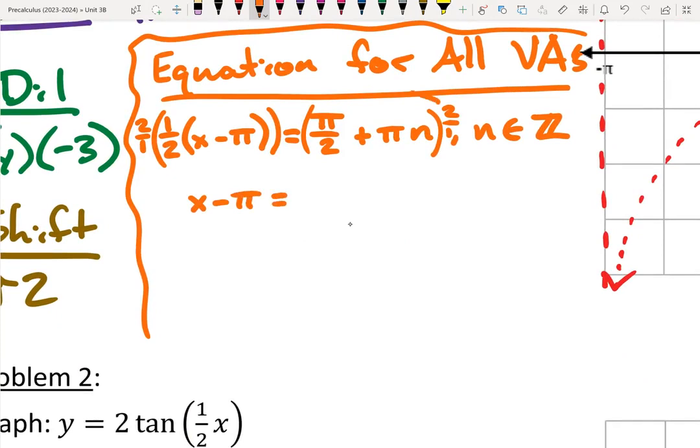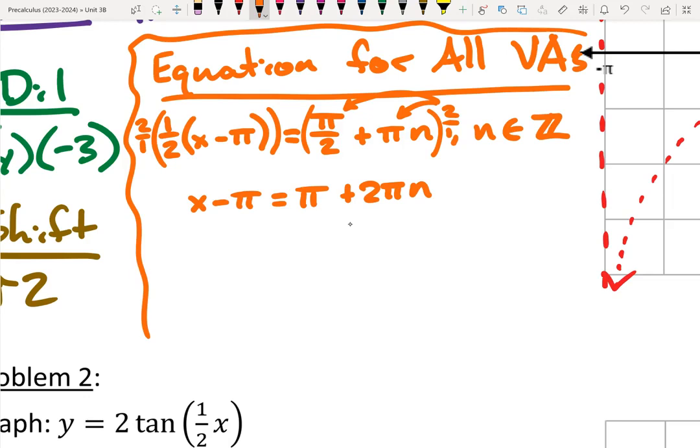What happens when I multiply 2 into each of these? What am I going to get on that right side? We've already done this like twice. What is pi over 2 times 2? Just pi, and then what else would I have? 2 pi n. So the length of our period is no longer pi, it's 2 pi. Vertical asymptotes are 2 pi apart.